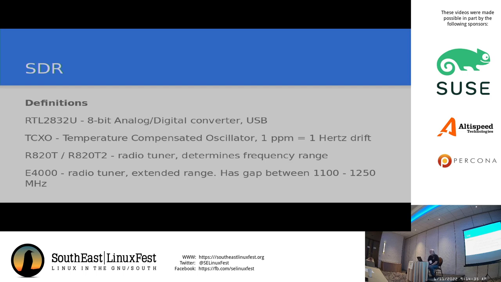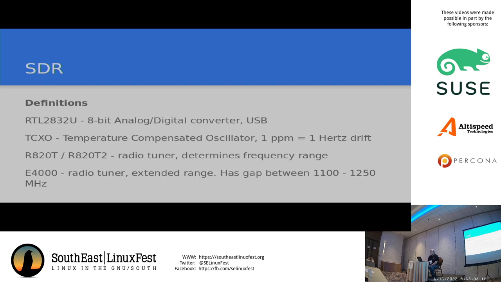So these RTL 2832U, I think, is what most of these devices have in them. They also have a TCXO, temperature compensating oscillator, to kind of help lock in the frequency. And the higher the PPM, I think the more accurate the device is.